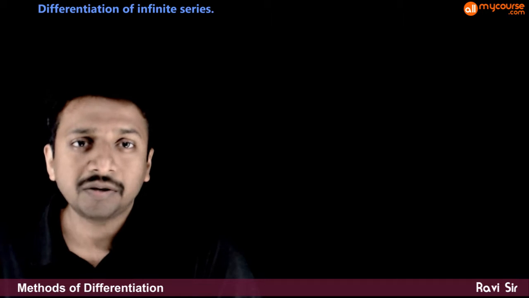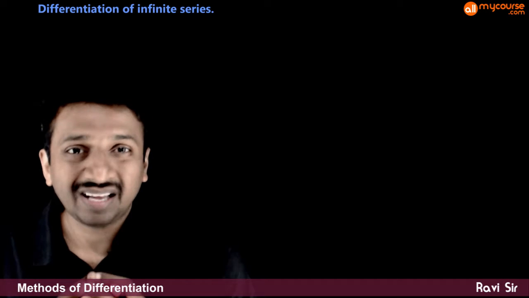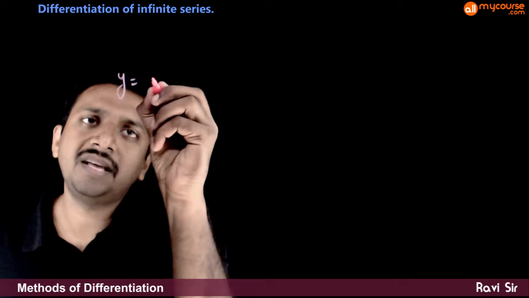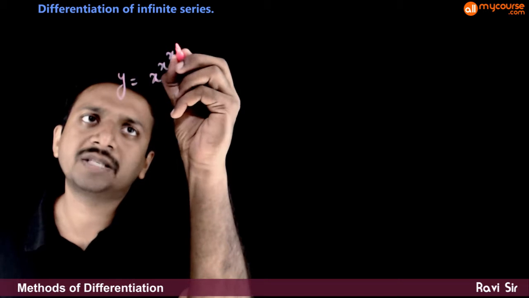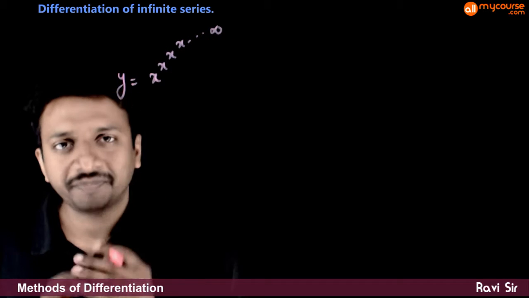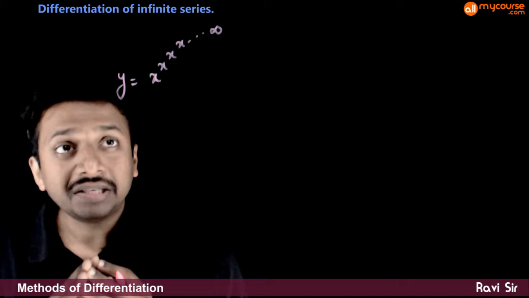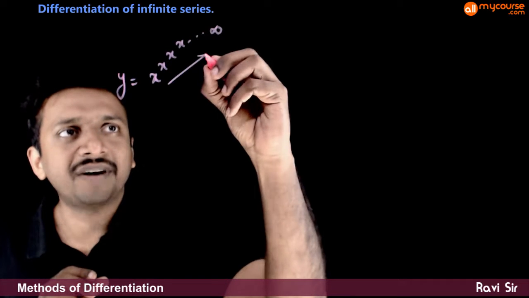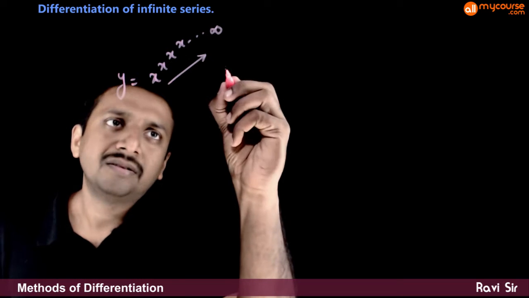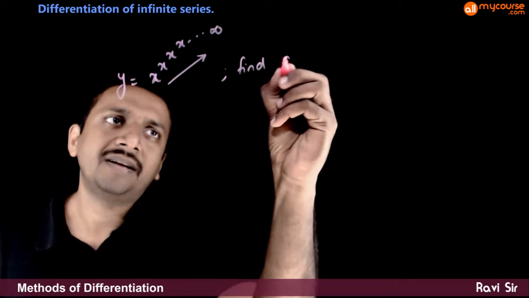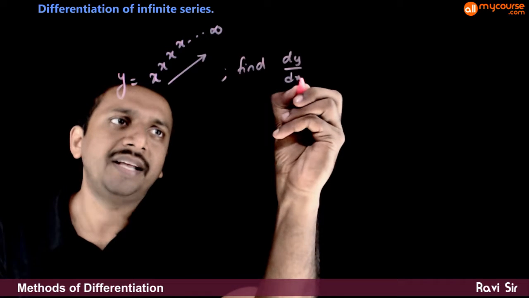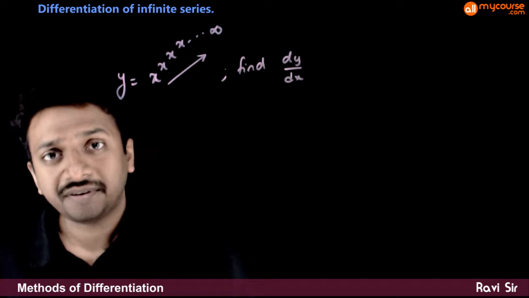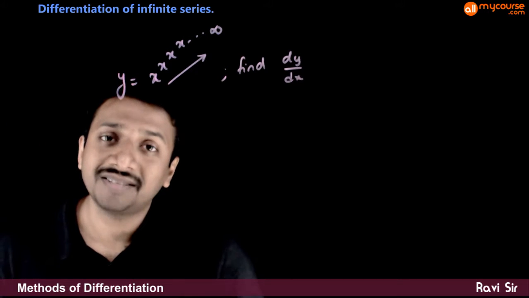In this topic, let us look at how to differentiate infinite series. For example, if you have y is equal to x power x power x power x so on up to infinity. So instead of y is equal to just x power x, let us take this as the function. So how do we find dy by dx? That's the question. So how do we solve infinite sequences or series?